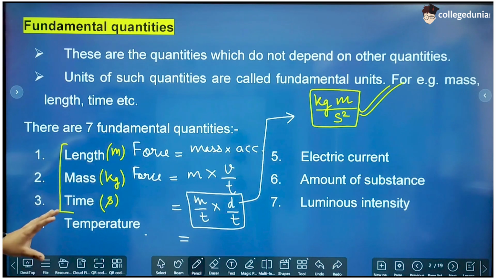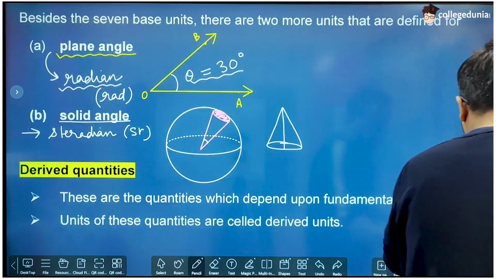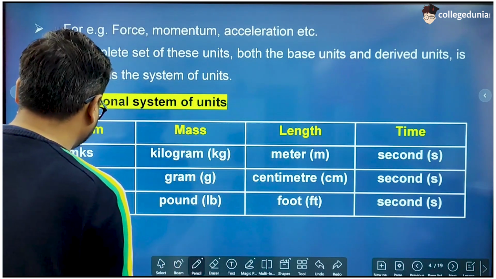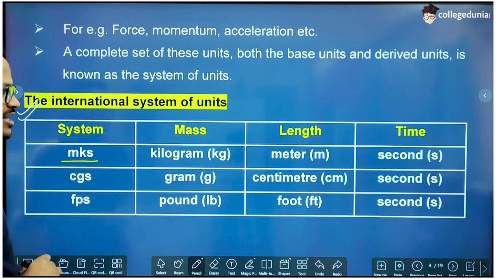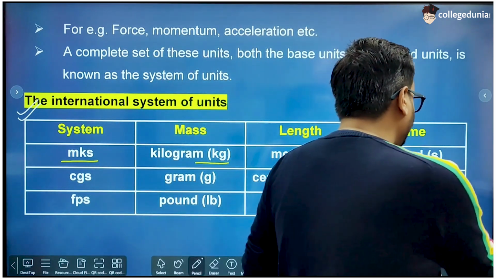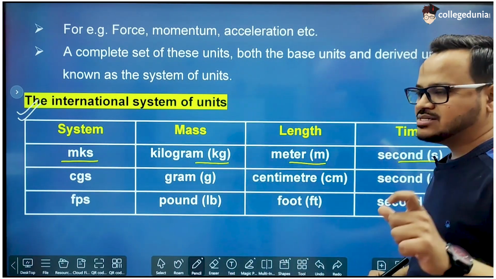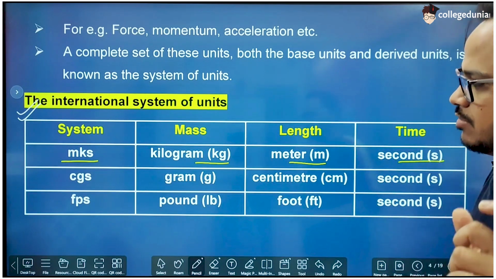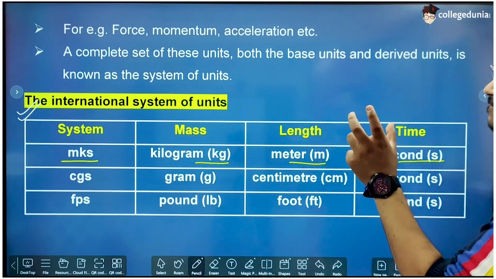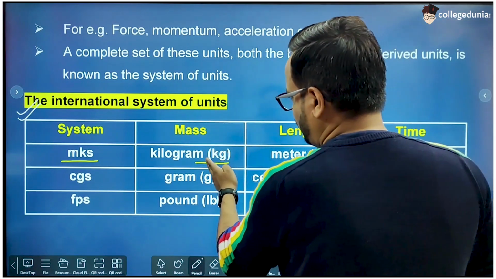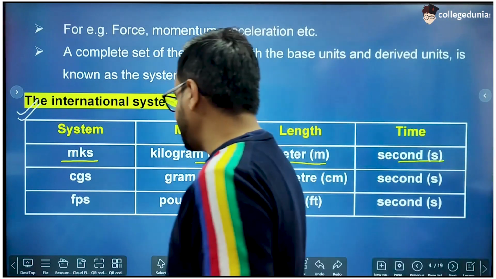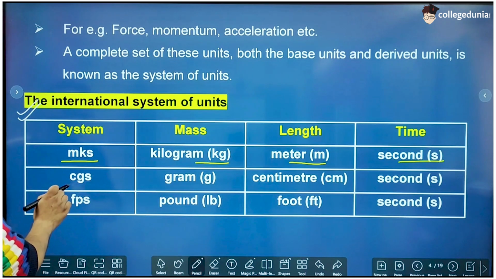time? So based on that, we have named some systems which are called the systems of units, and these systems are internationally accepted. For example, in MKS system, we have decided that mass is going to be in kilogram, length is going to be in meter and time is going to be in seconds. And this is the most famous and important system of units because all the units that are appearing in MKS system are standard units, right? Kilogram is the standard unit of mass, meter is the standard unit of length, second is the standard unit of time. Other useful systems are CGS.